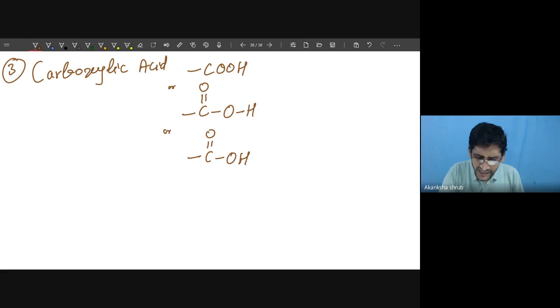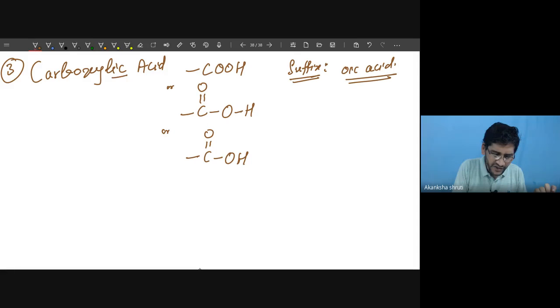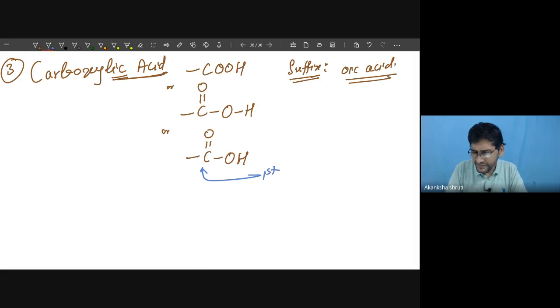For nomenclature, it is used as a suffix, and in the suffix you need to add oic acid. How this oic acid? See, ic acid is taken, but the O is also added. Example, here the same rule. This is the first carbon for nomenclature.